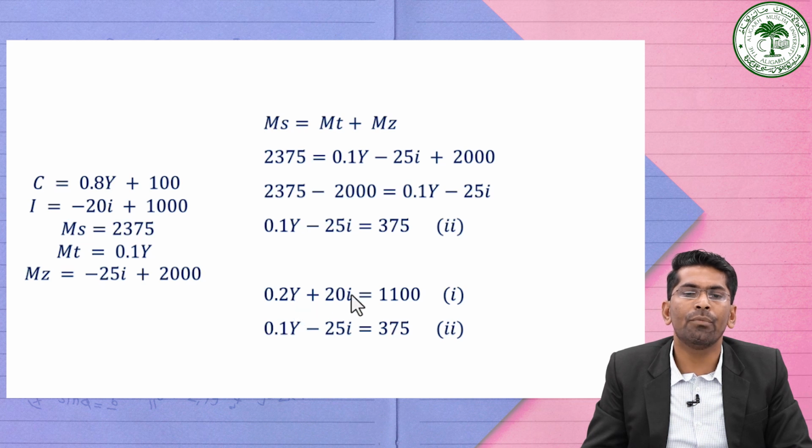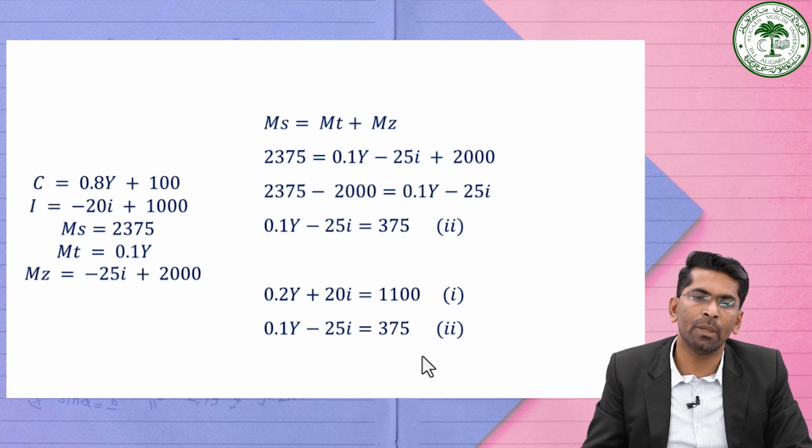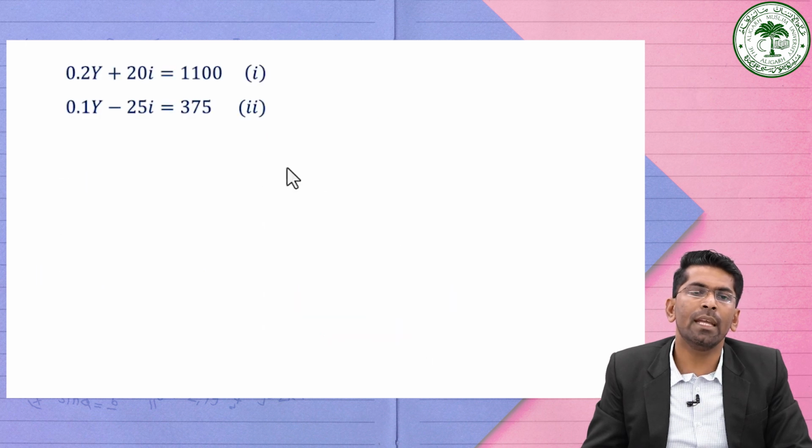Both are functions of the level of income and the rate of interest. So we have a simultaneous equation here with two unknown variables, that is Y and I. We can solve this either by using the direct substitution method or by using the elimination method. So we are using the elimination method here. In order to eliminate the variable Y, I am going to multiply equation number 2 by 2.